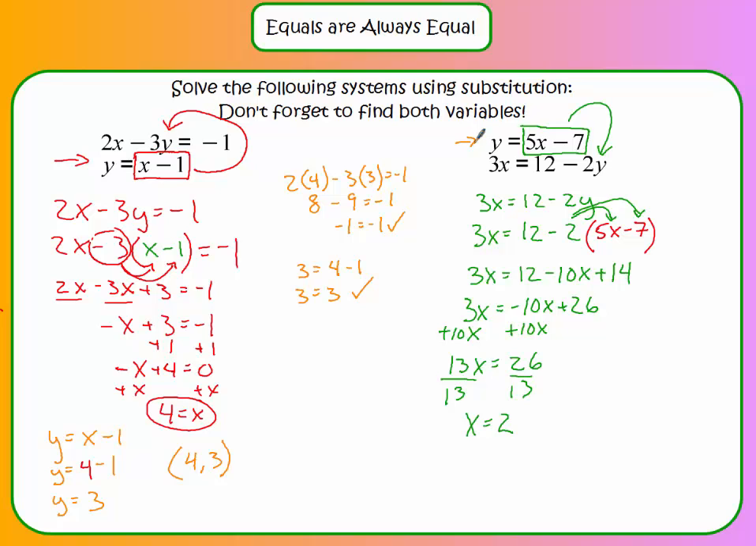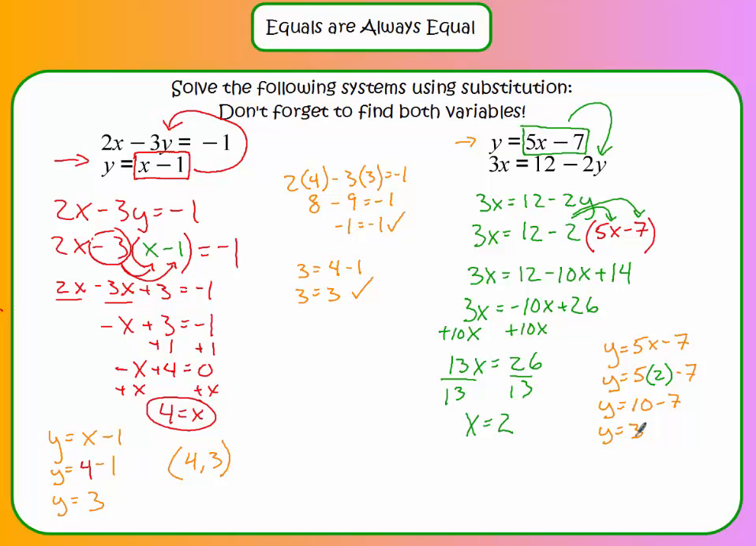So let's say y equals, I now know x equals 2. So let me start with y equals 5x minus 7. I will make a substitution in. So y equals 5 times 2 minus 7. So y equals 5 times 2 is 10 minus 7, which tells me y equals 3. So this solution should be the point 2, 3.